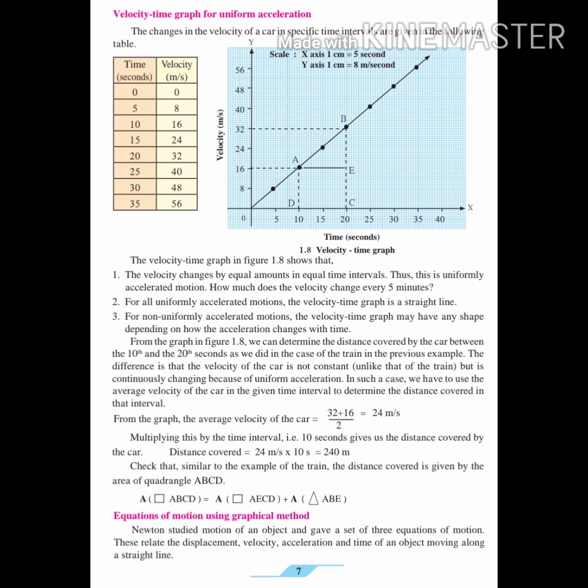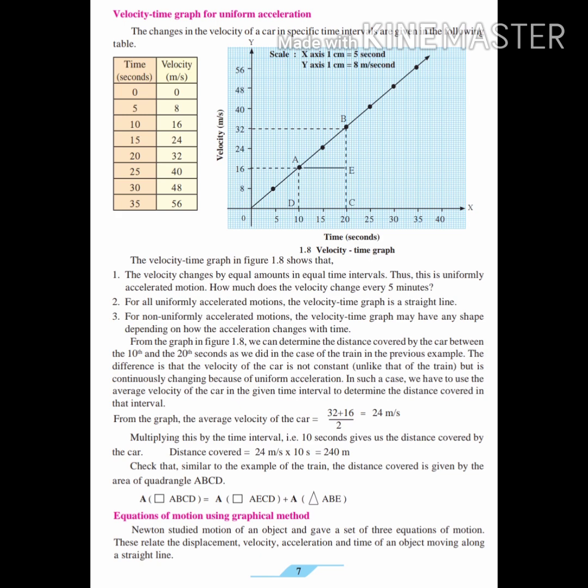Now if you put the values in distance, that is velocity into time, you have 24 meters per second as velocity, and time is between the 10th and 20th second. So if you take the difference, t2 minus t1, that is 20 minus 10, which is 10. So 24 into 10 equals 240 meters. Like that, you can get it easily.